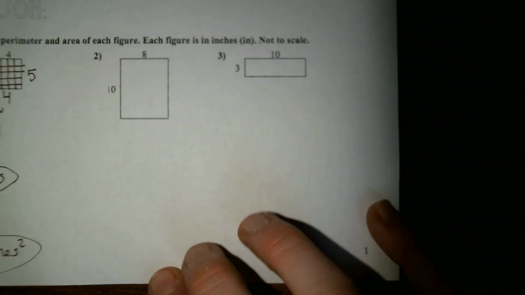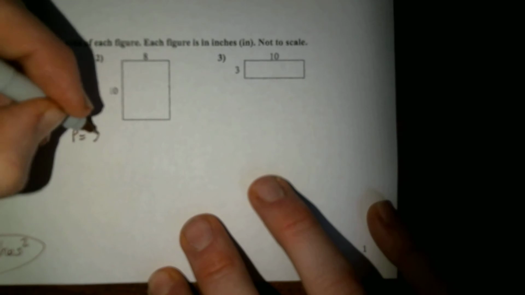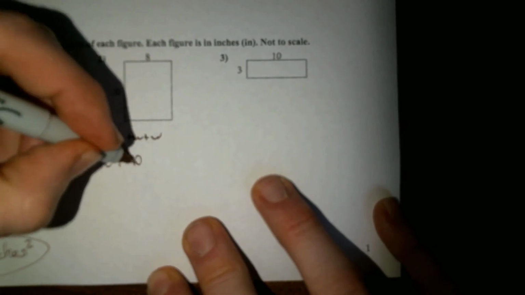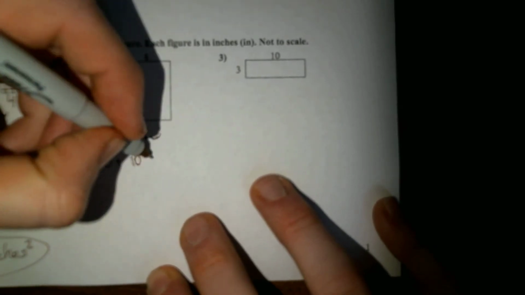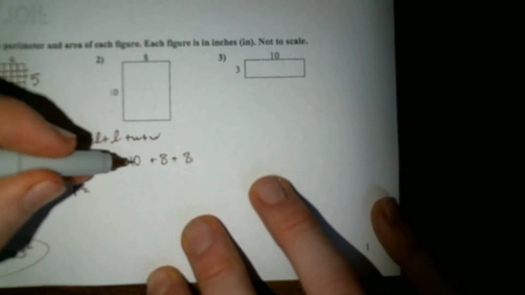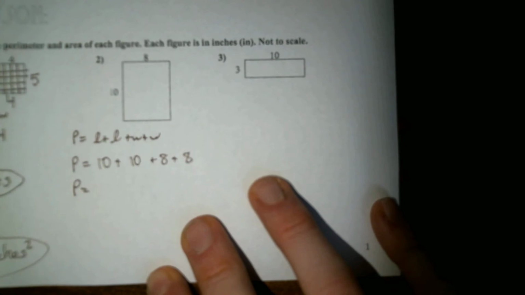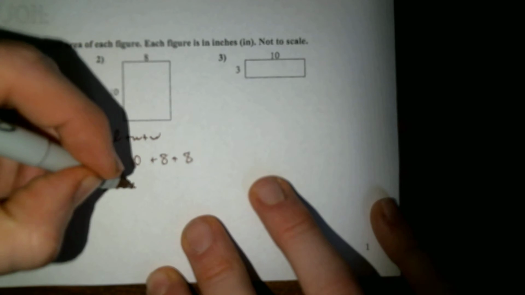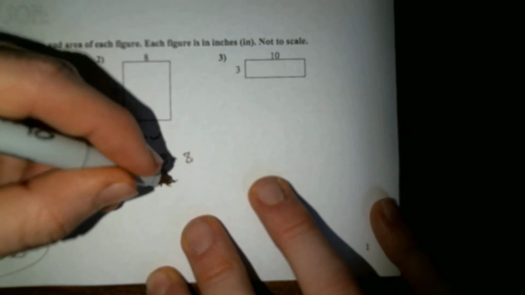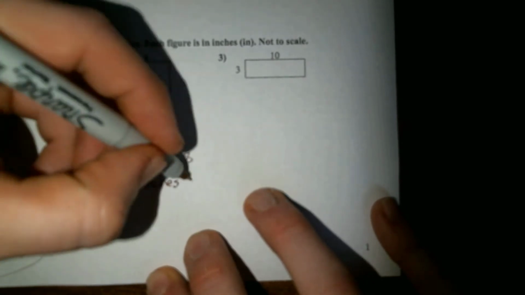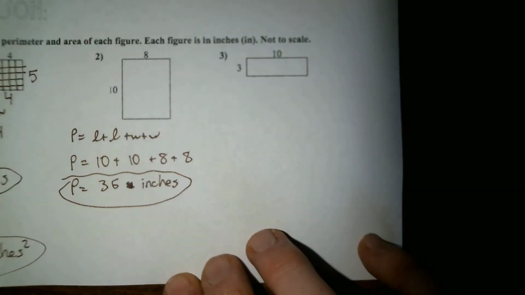All right, so looking at number 2, again, my perimeter is the length plus the length plus the width plus the width. So here, my 2 lengths are 10 and 10. My 2 widths are 8 and 8. If I add those together, that's 20, 2 tens, plus 8 and 8 is 16. So if I add all those 4 numbers together, I get 36 inches. 36 inches for our perimeter, so you can ignore that little mistake. So the distance around the outside, or the perimeter, is 36 inches.